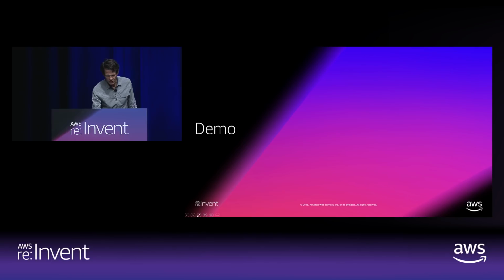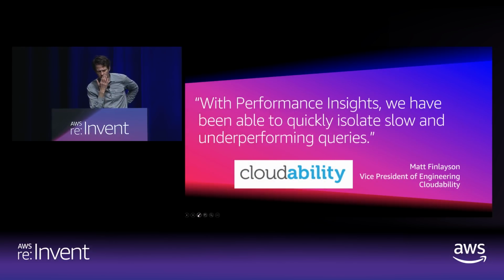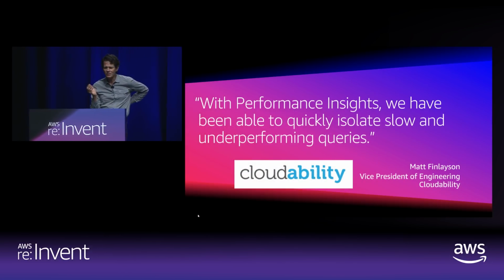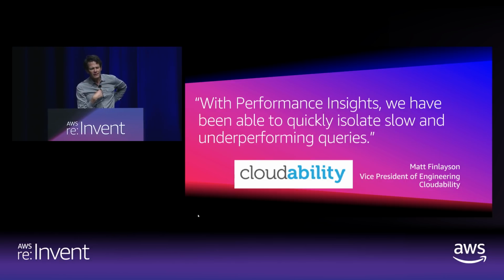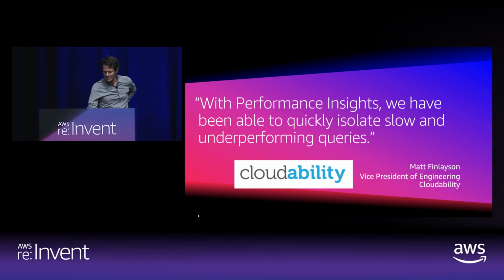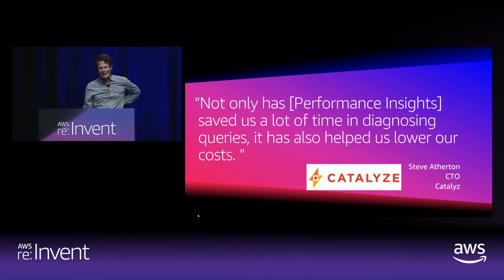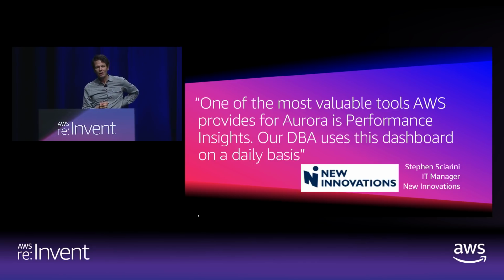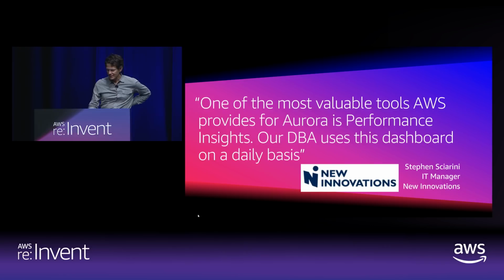Okay, a few quotes from our customers. Some of these people are in the vendor hall, if you want to talk to them, Cloud Abilities there. They said, with Performance Insights, we have been able to quickly isolate slow and underperforming queries. Catalyze: not only has Performance Insights saved us a lot of time in diagnosing queries, it's also helped us lower costs. New innovations: one of the most valuable tools AWS provides for Aurora is Performance Insights. Our DBAs use this dashboard on a daily basis.